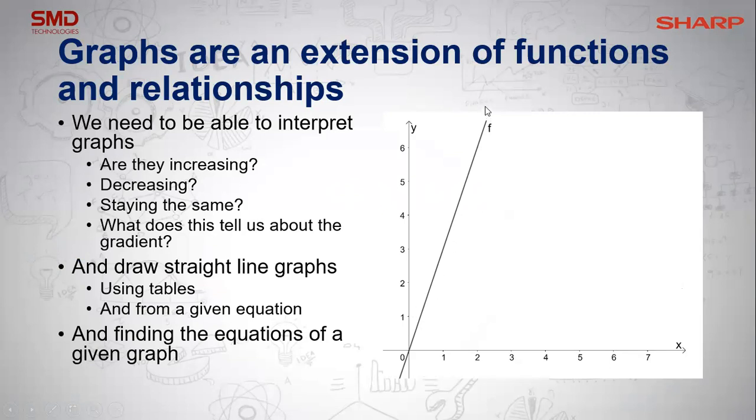Well, if it's increasing, it's positive. If it's decreasing, it's negative. If it stays the same, the gradient is 0.